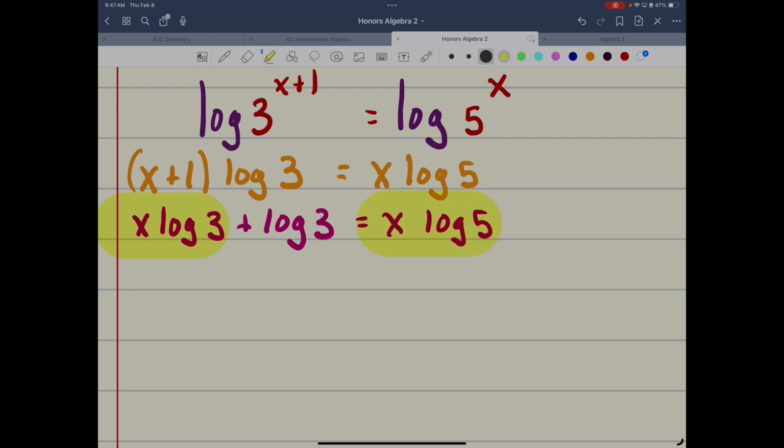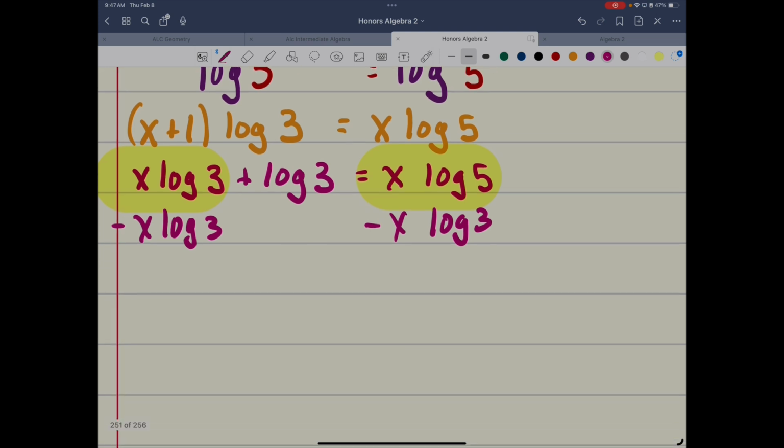This here and this here both have logs, both have x's in them. So I'm going to get them on the same side of the equation, just like you would if you had 3x and 5x. Because we've got x's in both of those, we're going to put them on the same side. So I'm going to subtract x times the log of 3 from both sides.